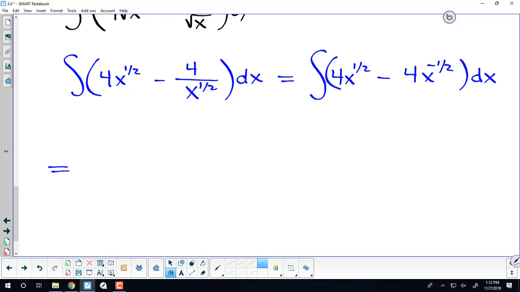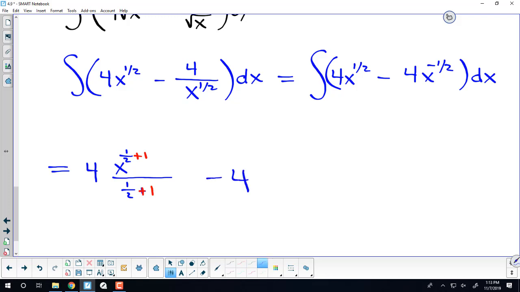So what would the antiderivative of 4 times x to the 1/2 be? Okay, 2 over square root of x. The 4 is a constant. We're not taking the antiderivative of the 4. We're just taking the antiderivative of the x to the 1/2. So we're just going to add 1 to the power and divide by the same result. Same thing with this other one.